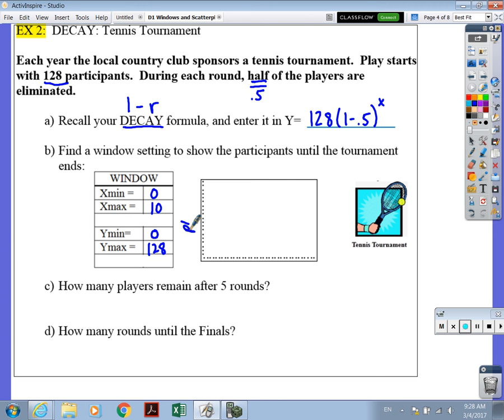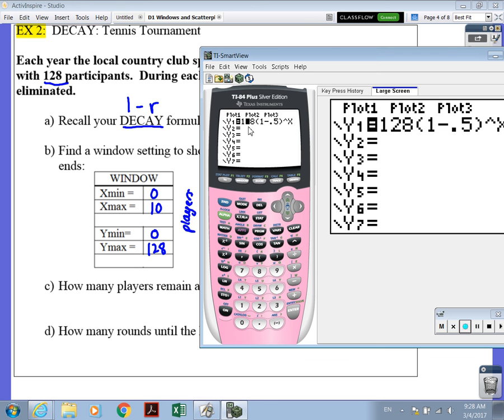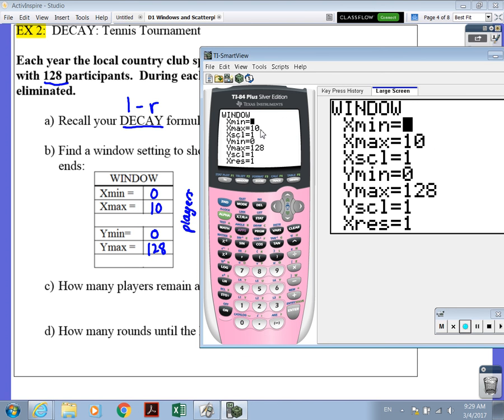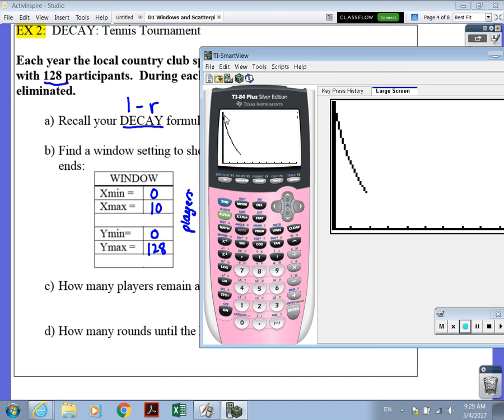So what I have is players compared to what round we are in the tournament. And so if I take a look at this in the calculator, I have in my y equals menu the 128 times (1 minus a half) raised to the x. In my window setting, I have 10 and 128, and I kind of want to see what's happening here. I start off with 128 players, and eventually I'm down to how many in the last round? Just 2.